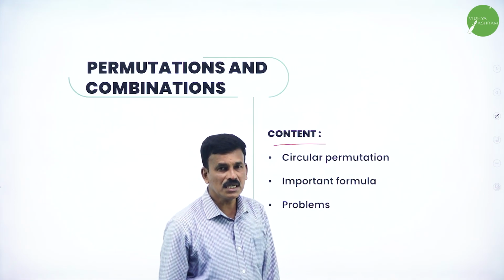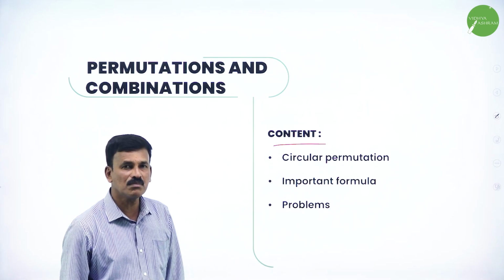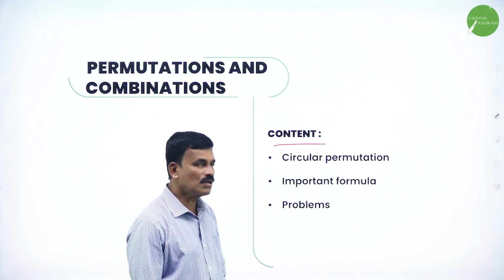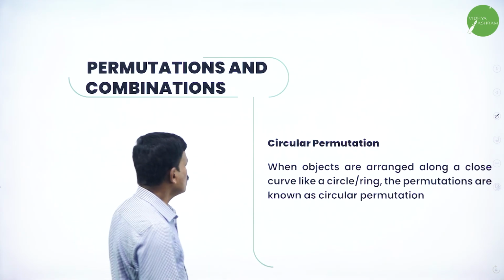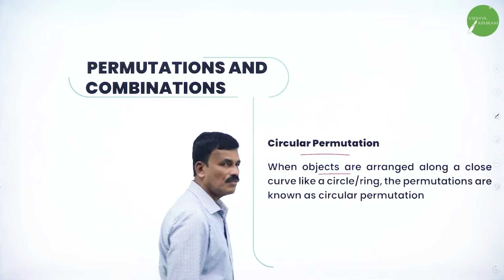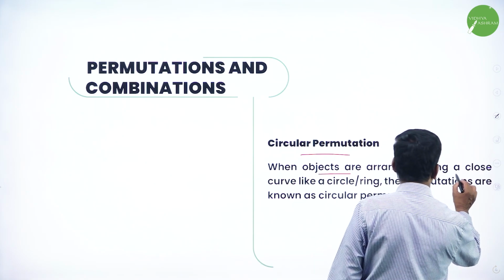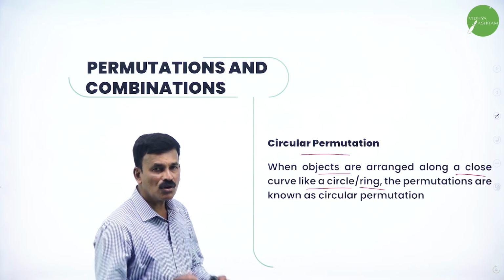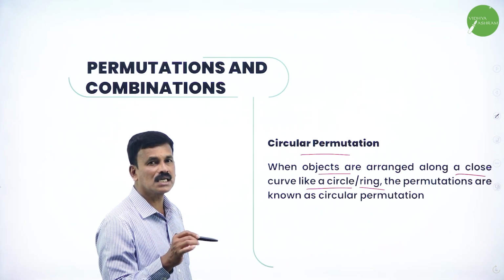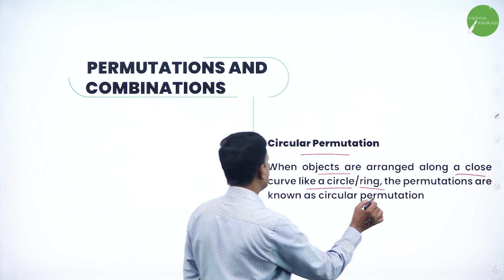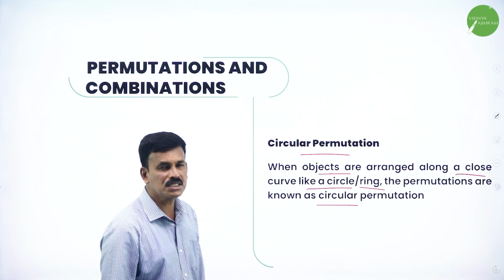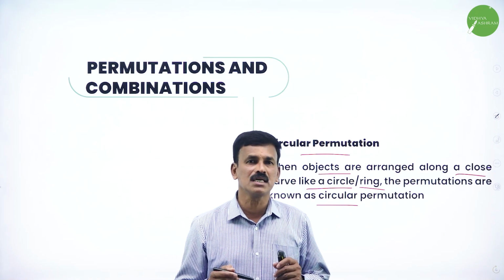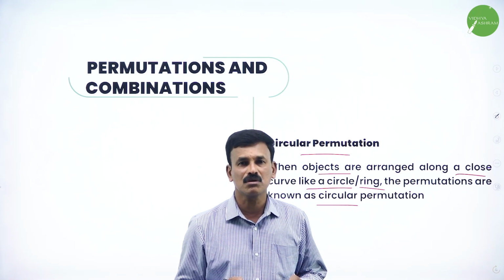So, we have studied linear permutation. Now, in this session, I will take one example for linear permutation and also an example for circular permutations. Now, let us know what circular permutation is. Circular permutation means when the objects are arranged along a closed curve like a circle or a ring, then the permutations are known as circular permutations. So, if the elements are arranged along a closed curve like a ring or a circle, such a permutation is called a circular permutation.